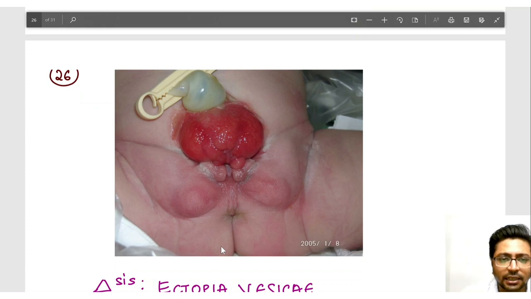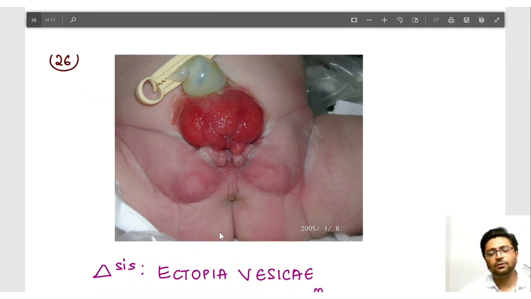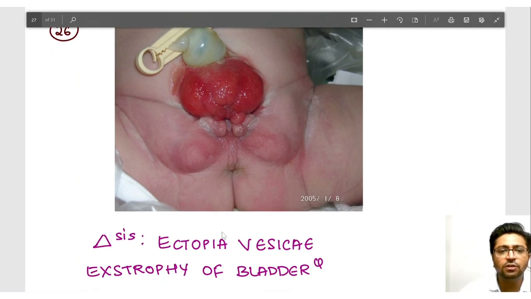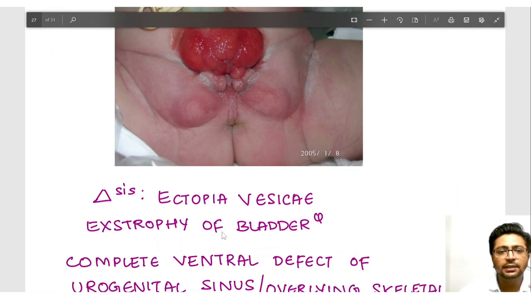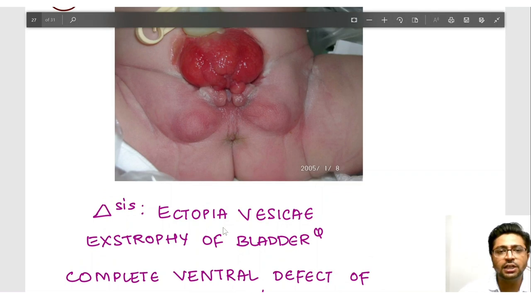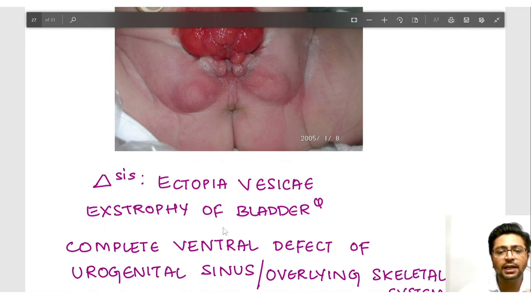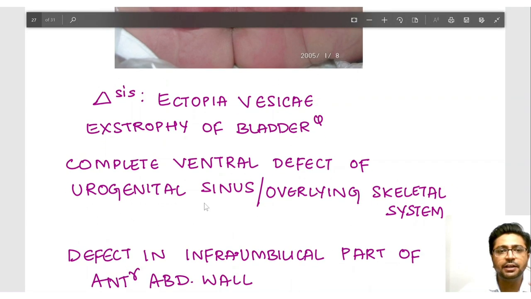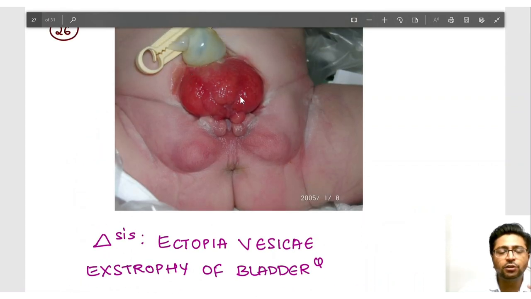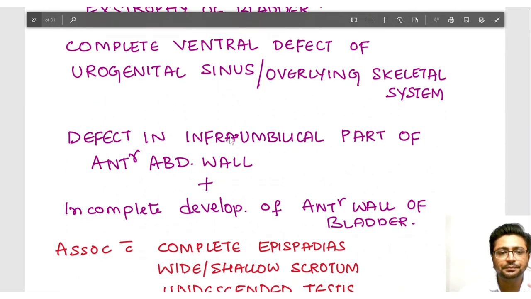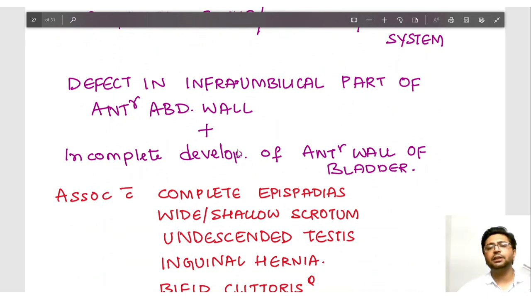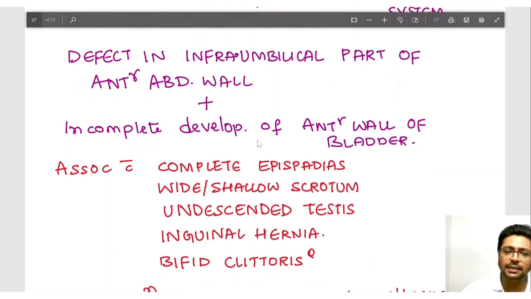Okay, this is the image given. It is a diagnostic image. So classically given, the answer would be ectopia vesicae. It's also known as exstrophy of the bladder. There is a complete ventral defect of the urogenital sinus and overlying skeletal system. So this is a defect in the infra-umbilical portion of the anterior abdominal wall, and there is incomplete development of the anterior wall of the bladder.